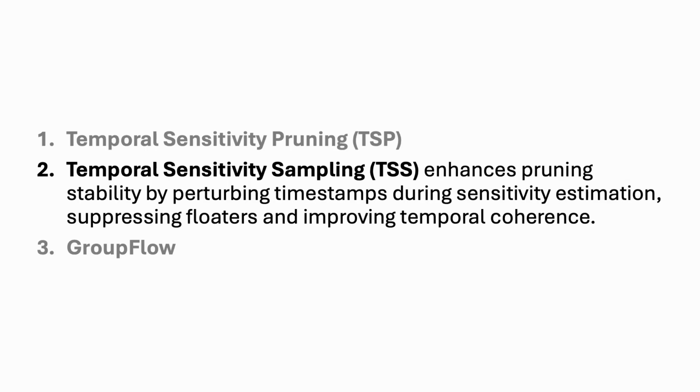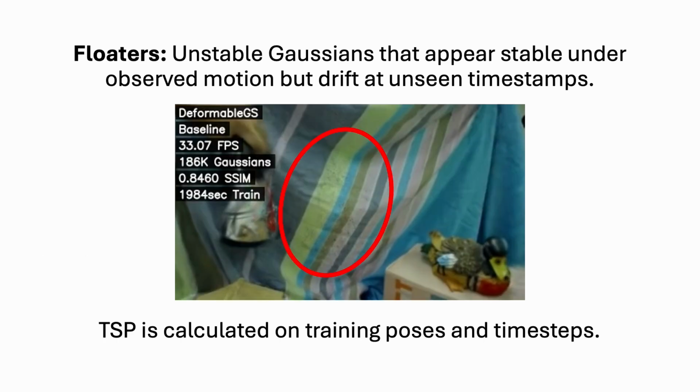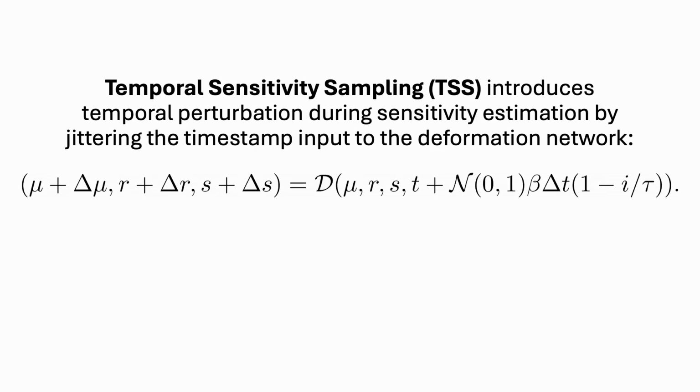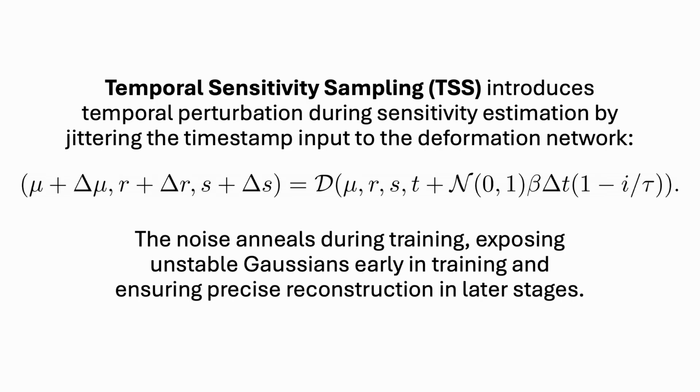Our second module, Temporal Sensitivity Sampling, enhances pruning stability by perturbing timestamps during sensitivity estimation, suppressing floaters and improving temporal coherence. Floaters are unstable Gaussians that appear stable under observed motion but drift at unseen timesteps. Since our temporal sensitivity pruning score is calculated on a set of training poses and timesteps, it does not reliably capture floaters. Temporal Sensitivity Sampling, or TSS, introduces temporal perturbation during sensitivity estimation by jittering the timestamp input to the deformation network. This temporally jittered sampling reveals unstable primitives early in training, encouraging robust pruning and suppressing floaters. The noise magnitude anneals as training progresses, ensuring precise reconstruction in later stages.